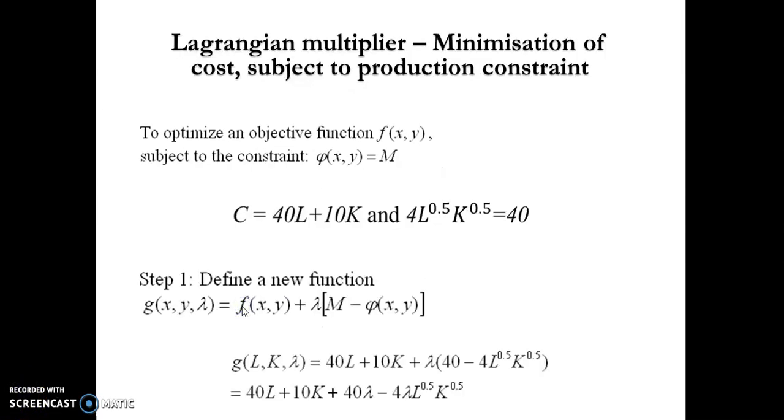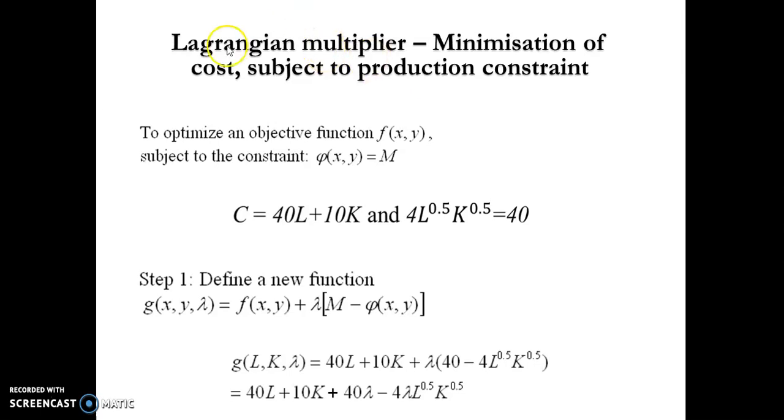We will look at 2 examples. So the first example states that we are going to have to minimize cost, but it is subject to a production constraint. So now, if you have a production constraint, that means you are given the output, and you need to determine what labor and capital should be in order to minimize the cost to produce that given output.